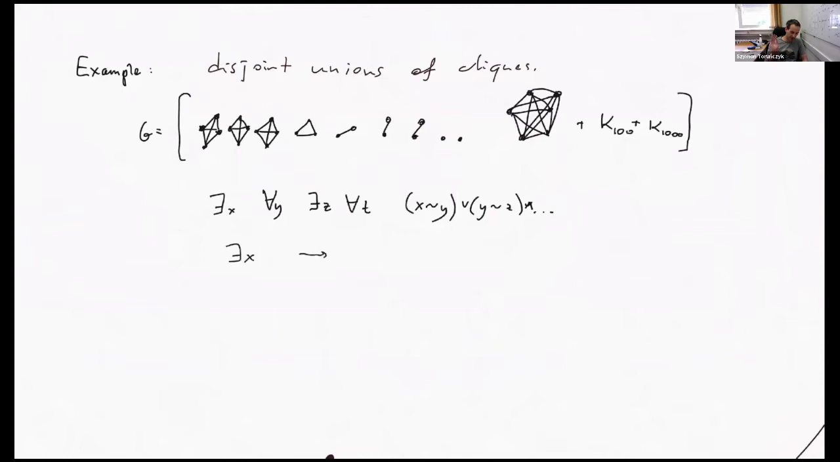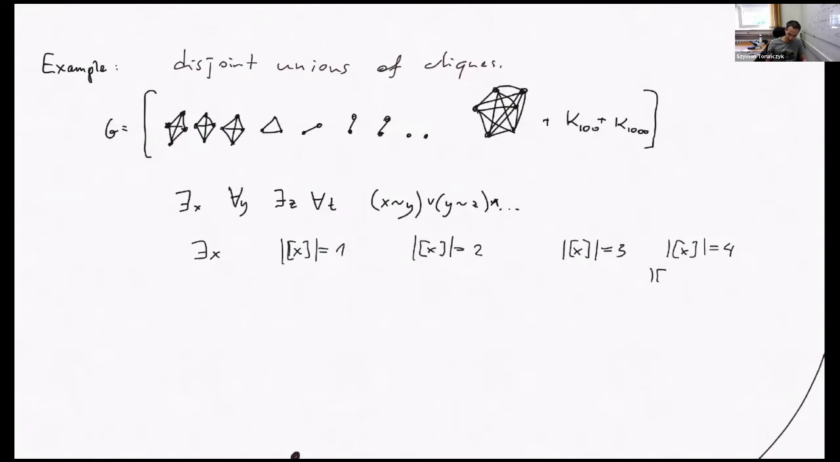Previously, we could just say, okay, X might as well be the first vertex. But now there are a couple of types of vertices. There are vertices whose equivalence class has size one, for example, this and this. There are vertices whose connected component has size two. There are vertices whose connected component has size three, size four, and there are vertices whose connected component has size bigger than five. So vertices in here and here.